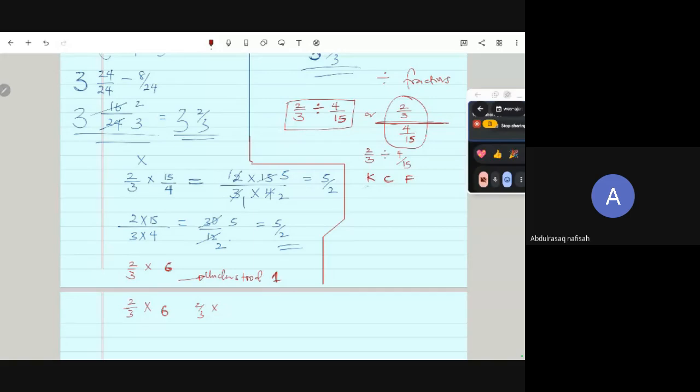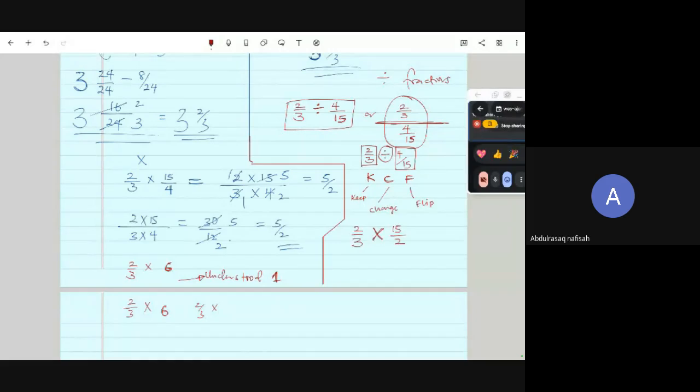So why am I asking you to remember KFC? This K stands for keep. This C stands for change. This F stands for flip. You see this first guy, you are going to keep it, 2/3. This second guy, this sign, you are going to change it to multiplication. And this 4/15, you are going to flip it to 15/4. That is KCF. Keep, change, flip.